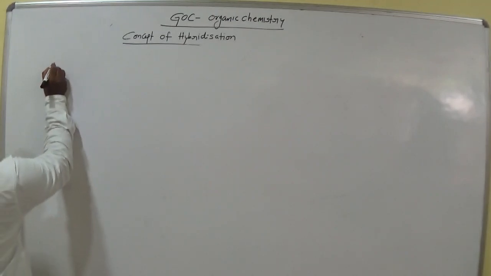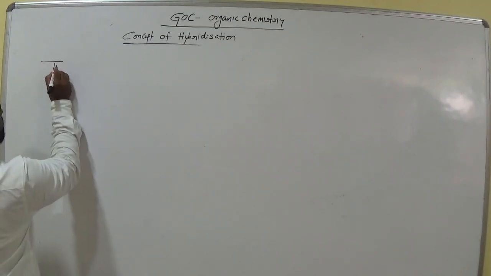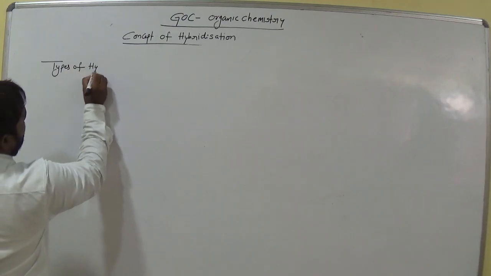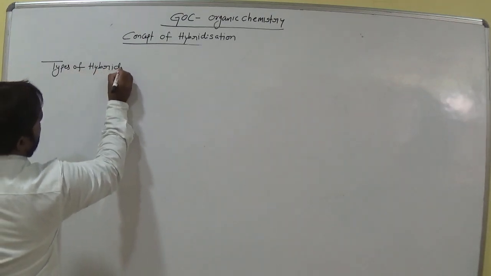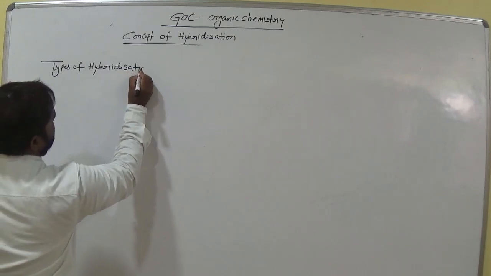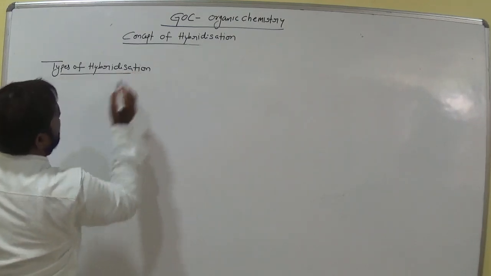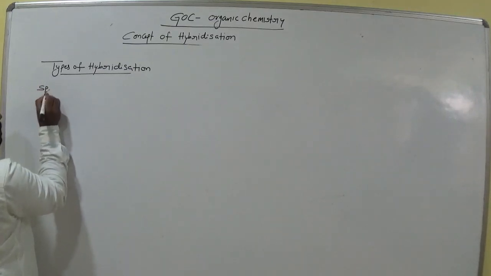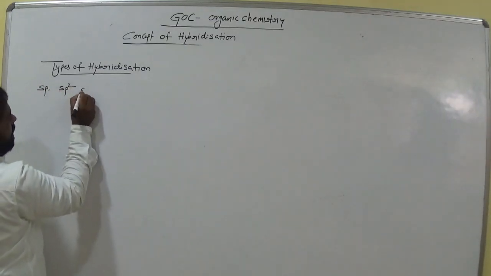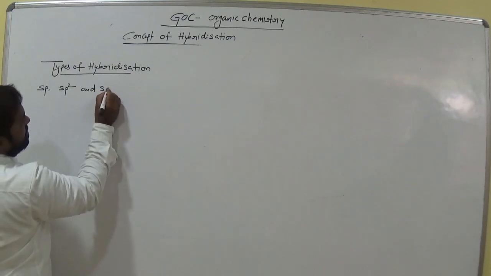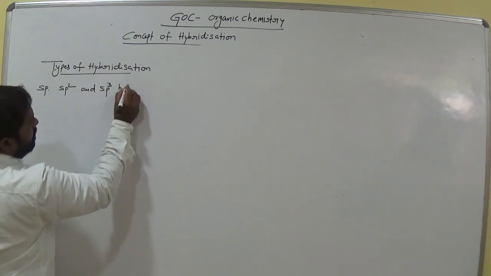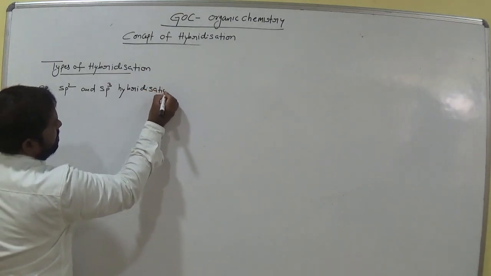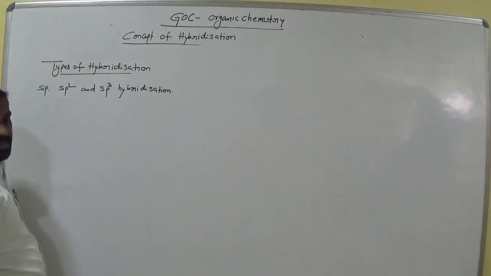Types of hybridization in general organic chemistry: sp, sp2 and sp3 hybridization. Is it clear, all of you? Everyone?